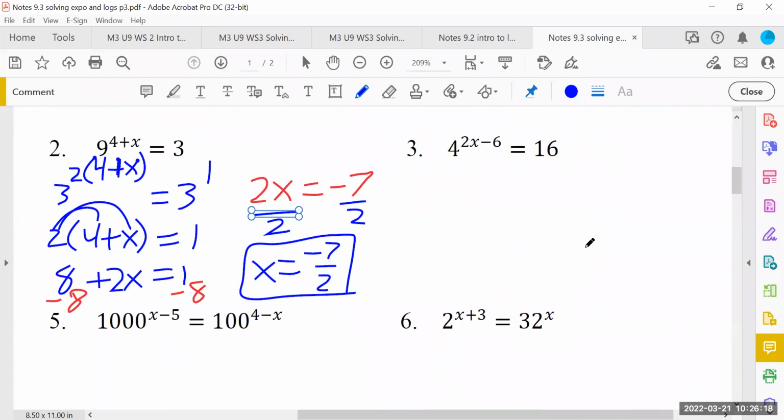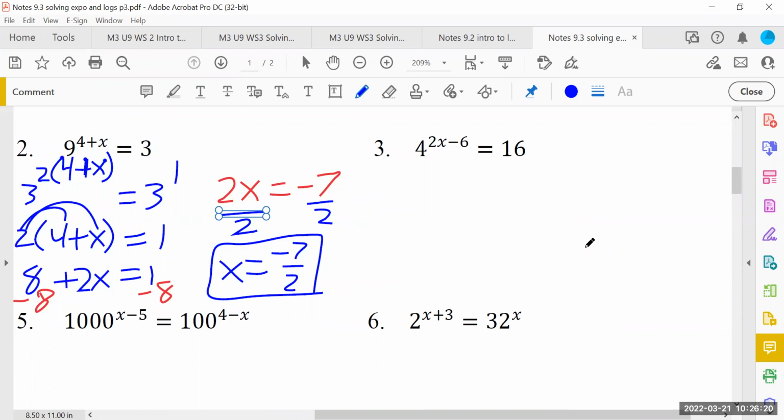Number 3. Okay, again, you guys, phones away. Shouldn't need a phone for anything right now. We want to make sure that you've got this down because we're going to build on this.